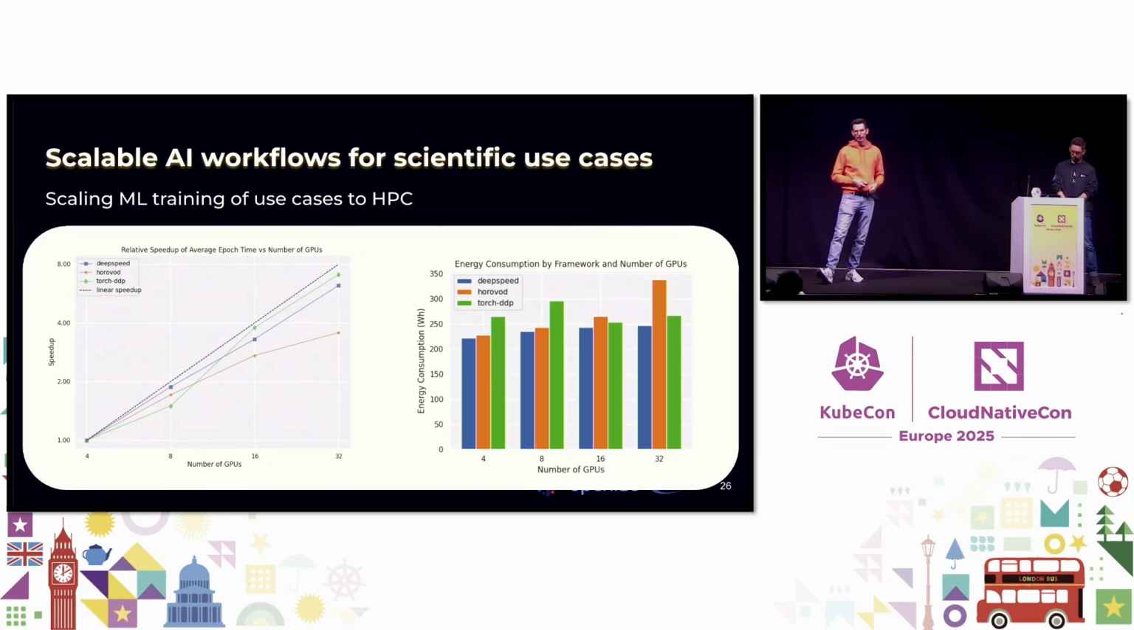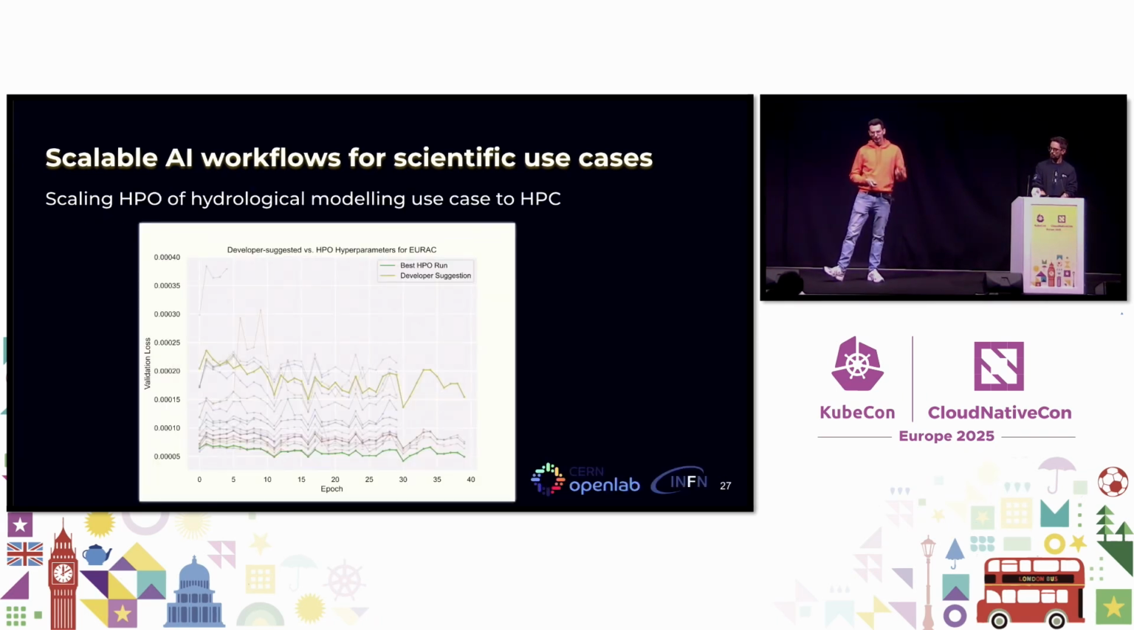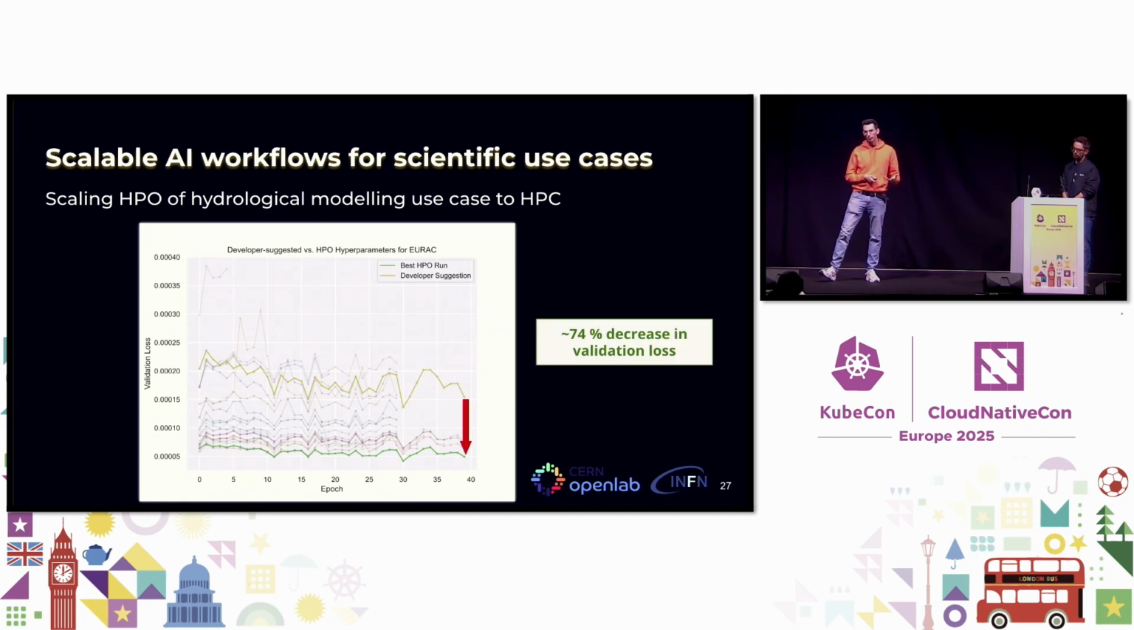So here we can see an example of scalability analysis that we did with iTwin AI. On the left, we can see a plot in which we compare different distributed frameworks, how they scale for the same model on the same dataset, of course. And on the right, we can see an example of energy benchmarking. So we're also interested in studying how much energy different distributed frameworks consume for a specific model, a specific use case, and a specific dataset, in other words, to highlight the different trade-offs. Another example, as I was saying, is where we used iTwin AI to perform hyperparameter optimization of a model for hydrological modeling. And with iTwin AI, we were able to reduce the validation loss by almost 75%.